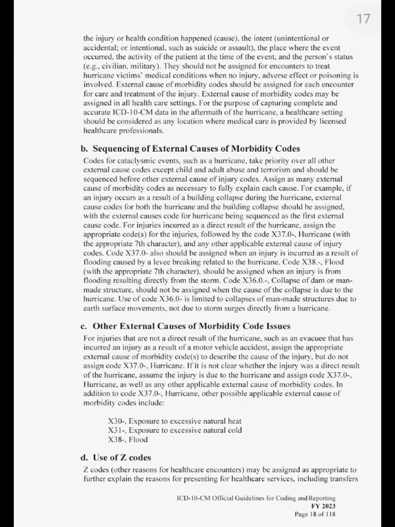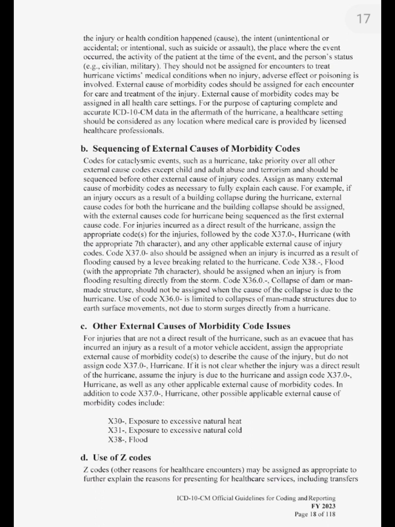For injuries incurred as a direct result of the hurricane, assign the appropriate codes for the injuries, followed by the code X37.0, hurricane, with the appropriate 7th character, and any other applicable external cause of injury codes. Code X37.0 also should be assigned when an injury is incurred as a result of flooding caused by a levee breaking related to the hurricane. Code X38, flood, with the appropriate 7th character, should be assigned when an injury is from flooding resulting directly from the storm. Code X36.0, collapse of dam or man-made structure, should not be assigned when the cause of the collapse is due to the hurricane.